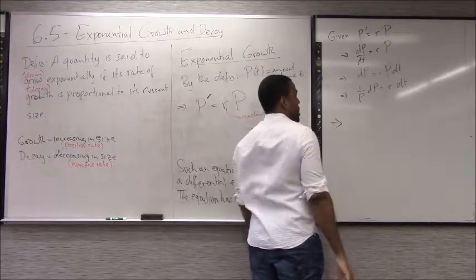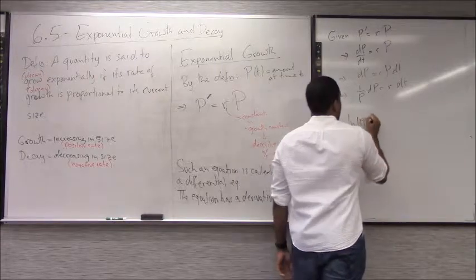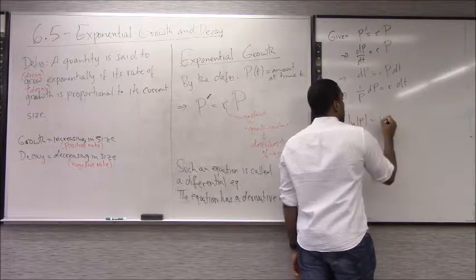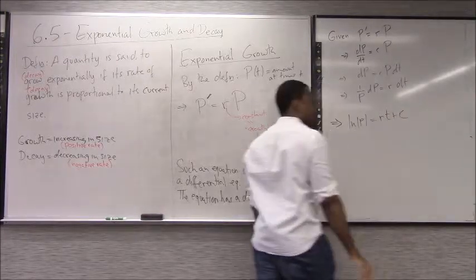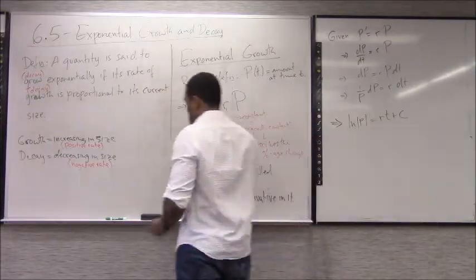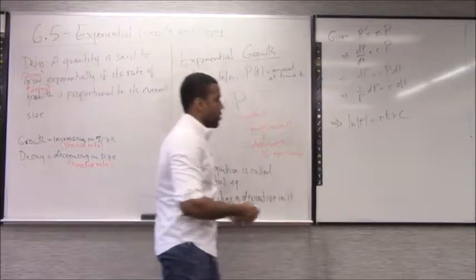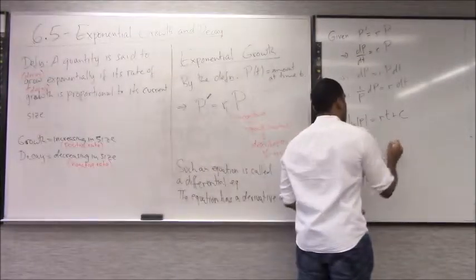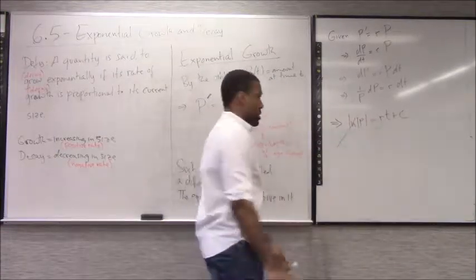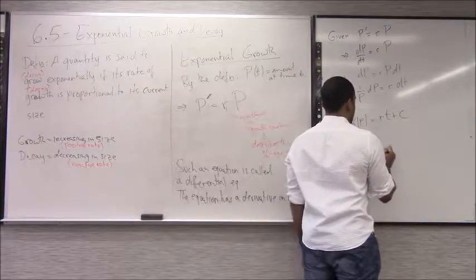What's the integral of 1 over p? Natural log of p. An integral of r with respect to t? RT plus c. Right? And now what I can do is solve this equation for p, which is what I care about. I care about the quantity, finding its current amount. So I can raise both sides with e. The rules say that would cancel out and get p here. This would give me e to the RT plus c.